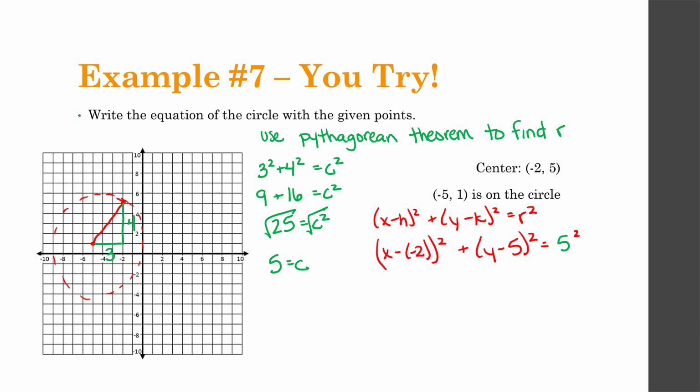Now all we need to do is simplify. Find all your double negatives, turn them to positives. (x + 2) squared plus (y - 5) squared equals, and 5 squared is 25.